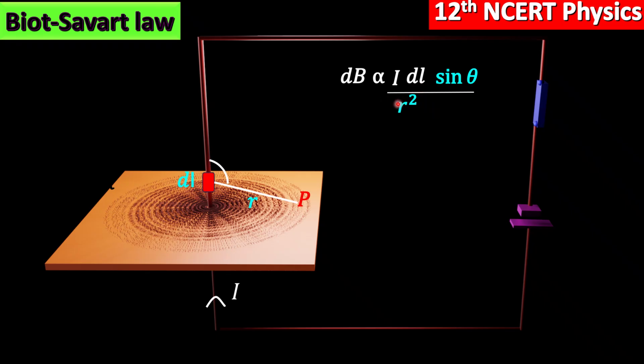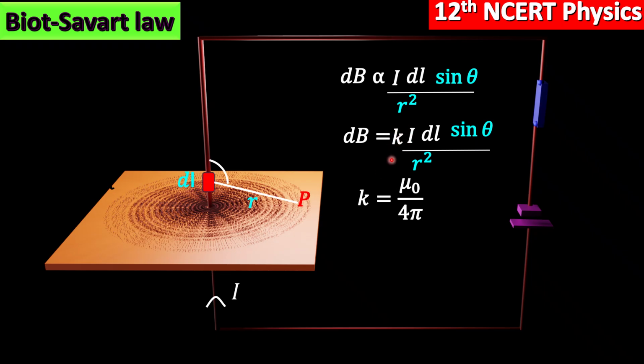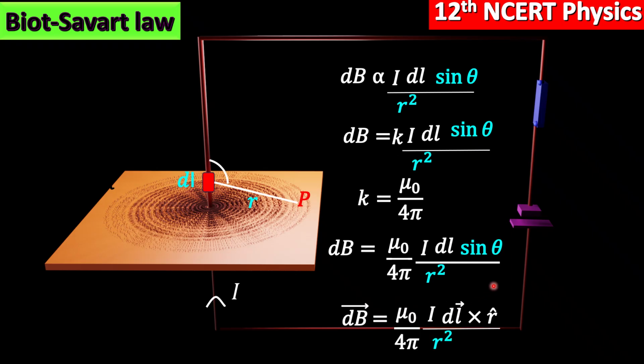To remove this proportionality, we have to introduce a constant. This constant value is mu 0 by 4 pi. So dB is equal to mu 0 by 4 pi I dl sin theta by r square. In vector form, it can be written as dB vector is equal to mu 0 by 4 pi I dl vector cross r cap by r square.